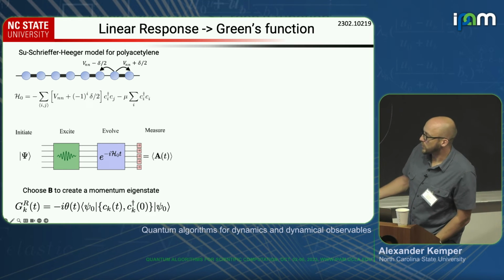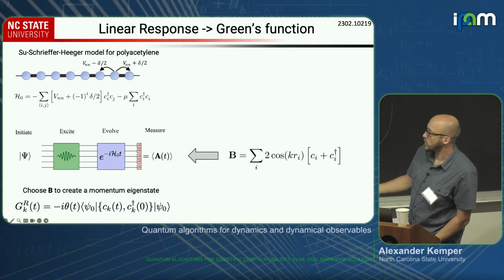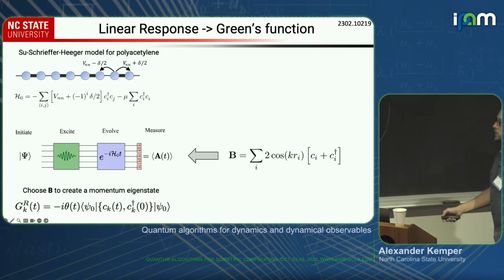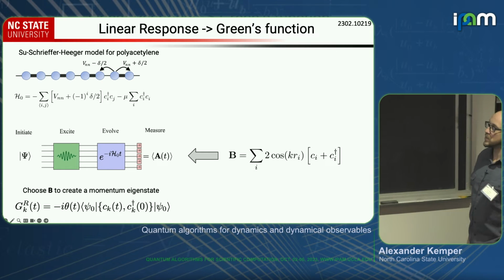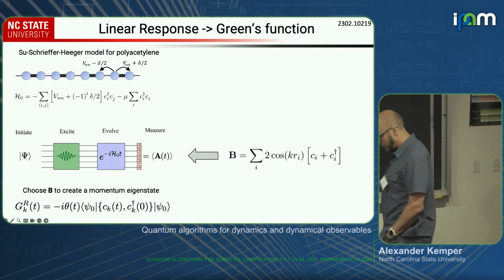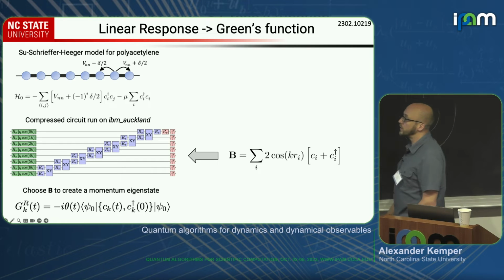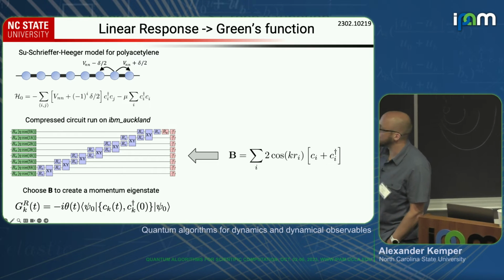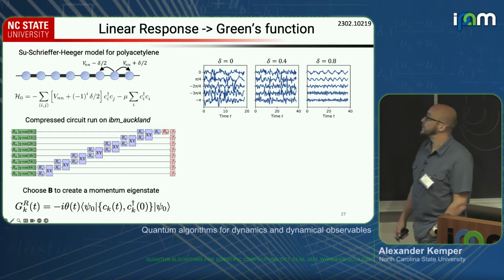So instead, we create a momentum eigenstate. This is what we use for the B operator. And we pick different Ks and then go and calculate this. So this was run on one of the IBM quantum computers earlier this year. And there's the data.